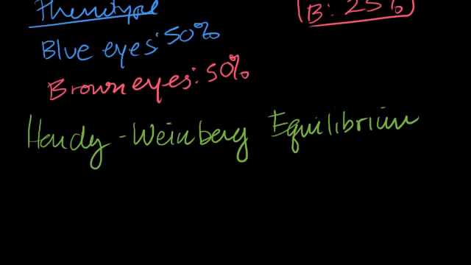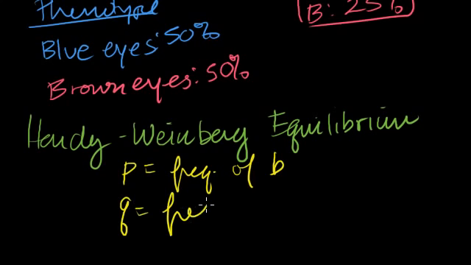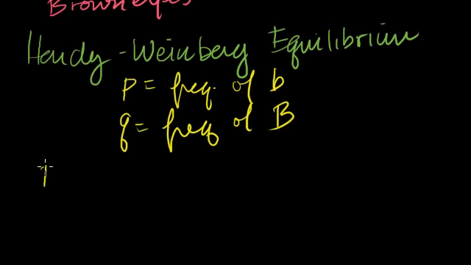So for example, if P is the frequency of blue eyes, and Q is equal to the frequency of brown eyes, what's P plus Q going to be? Well, everything is either going to have blue eyes or brown eyes.